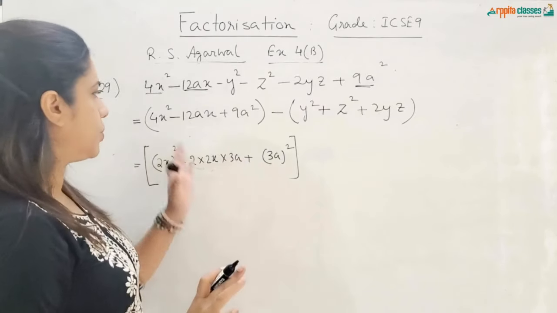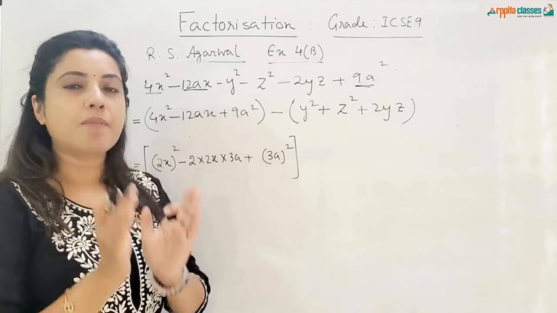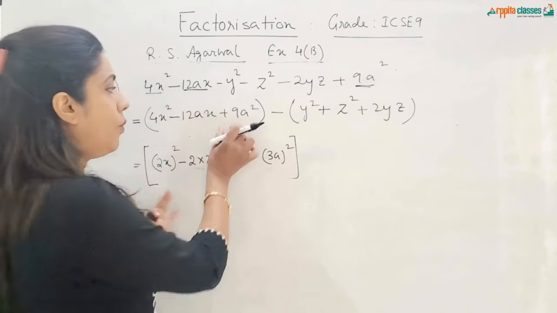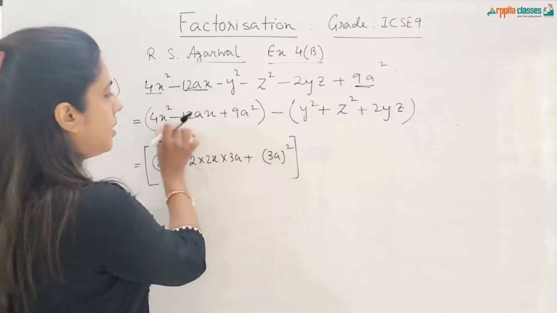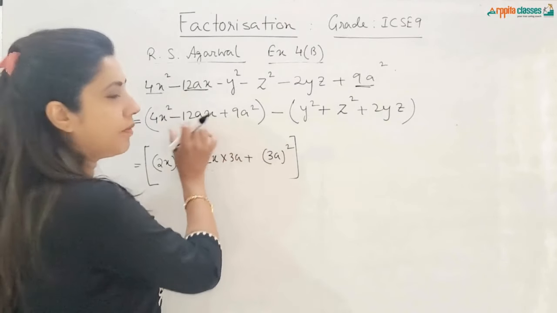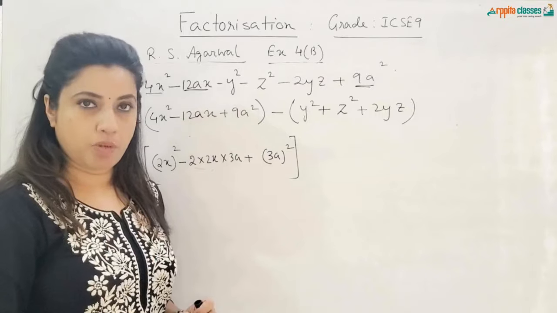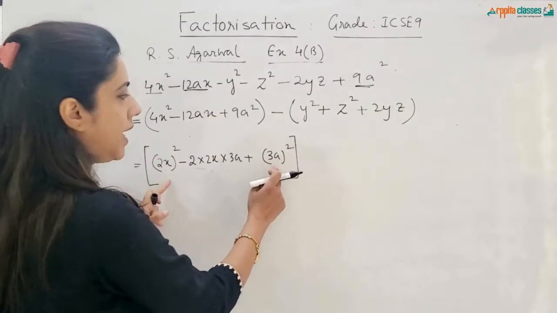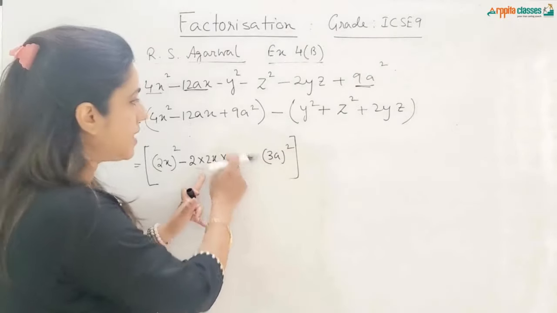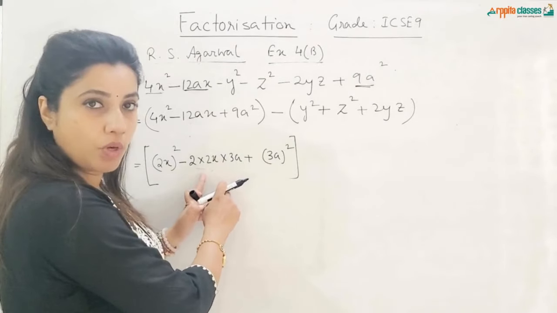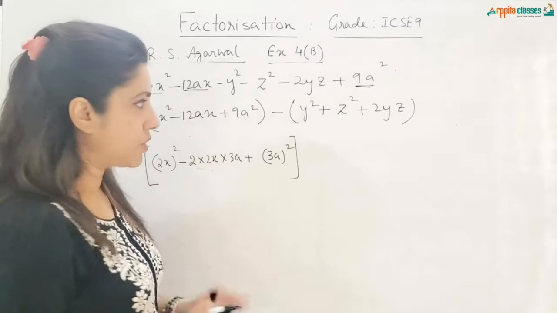I hope you understood. For this kind of sums, you just have to find out your a and b. The a and b parts will come from the square parts, and the middle part will give you either plus 2ab or minus 2ab. Okay. So once you get your a and b, you can just write down the 2ab part and check whether it is coming or not. If it is coming, then it is a perfect answer.